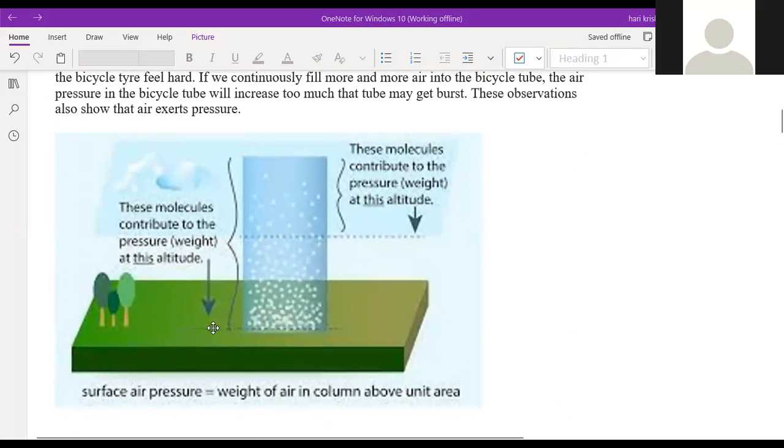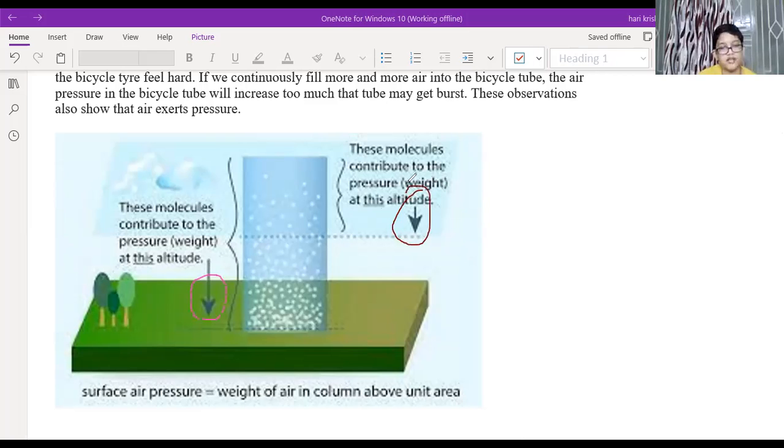Suppose the person is standing on the surface of the earth. The amount of the air column will be more on the surface of the earth, right? Or the person is standing on the hilly top like this area. We will take two cursors here. One is on the surface of the earth. This is the first cursor. Can you see the cursor here?